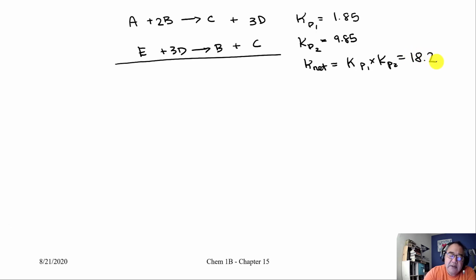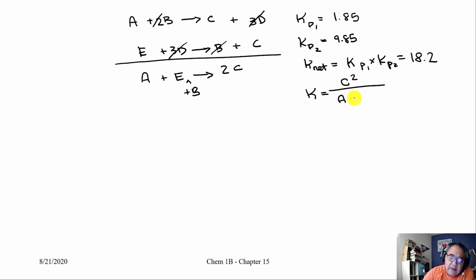The overall reaction for this one, the D's would cancel out, and one of the B's would cancel out, and what you end up with is A plus E plus B, sorry, I left one out, makes 2C. And then this would be the equilibrium constant. And then you would also be able to write the expression for that. So K would be C squared over A times E times B, like that.